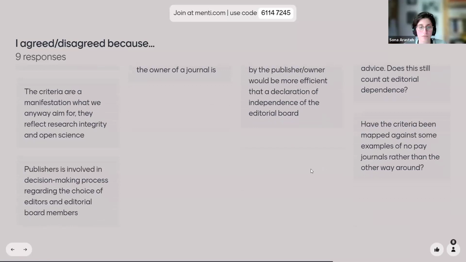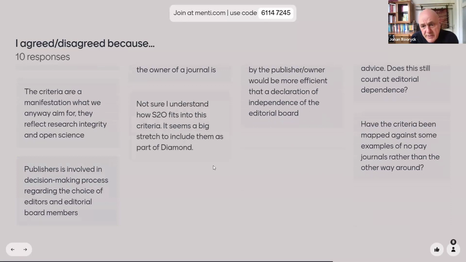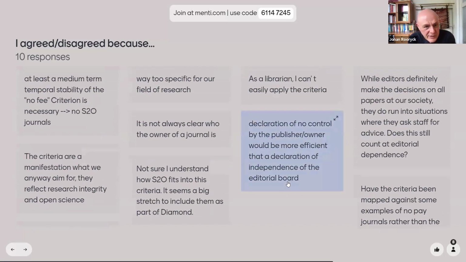Okay, so yeah, publishers are involved in decision-making processes regarding the choice of editors and editorial board members, and that's exactly what we want to change. That's definitely something that I don't think is the task of the publisher. I mean, but this is me. I'm very adamant about this because this is a personal trauma in my case, because that is one of the exact reasons why I left Elsevier with my journal: the lack of independence of the publisher with respect to the choice of the editorial board.